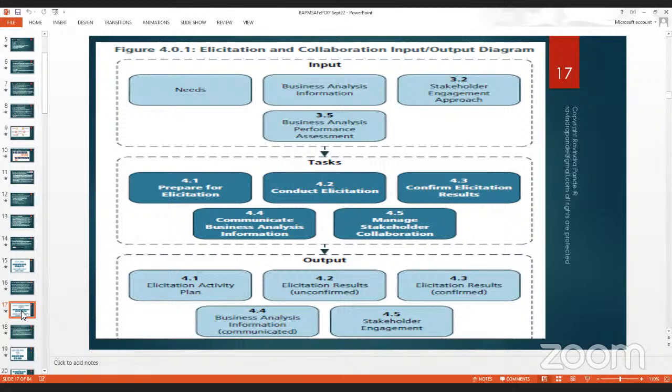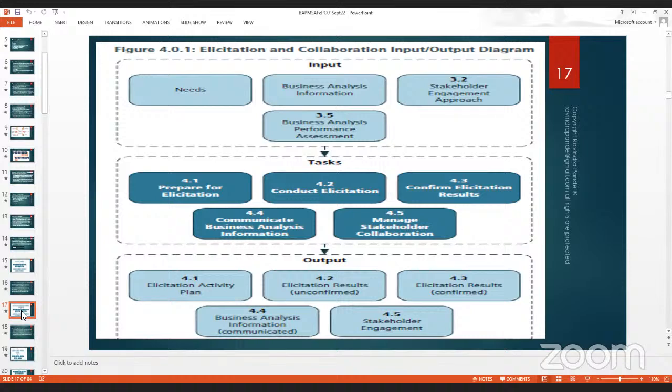The tasks we do start with preparing for elicitation. Like in the last knowledge area, where we prepared for the complete business analysis activity, here we are trying to prepare for the elicitation activity. What do you mean by that? Whenever you're trying to collect data or information, we might need to prepare ourselves for the tools we are going to use. Can I use pen and paper? Can I use a voice recorder, and so on and so forth?